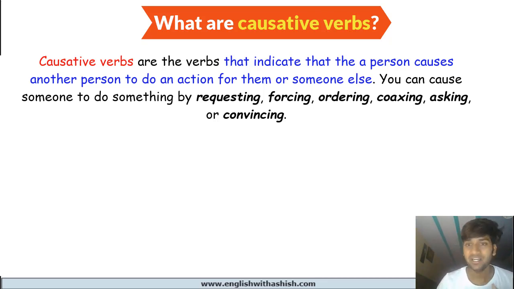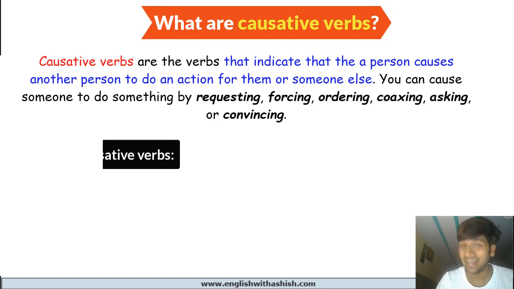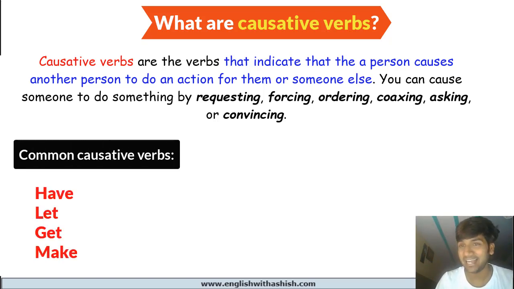All right, so you can cause somebody to do something by requesting the person or forcing the person or ordering the person or coaxing the person or asking the person or convincing the person. The most common causative verbs in English are have, let, get and make. These are the most common causative verbs we have in English, right? Apart from these verbs, we have some other verbs as well. We'll look at them as well.